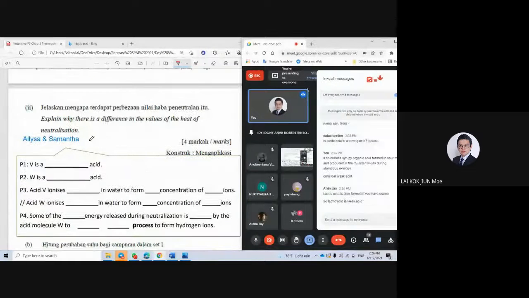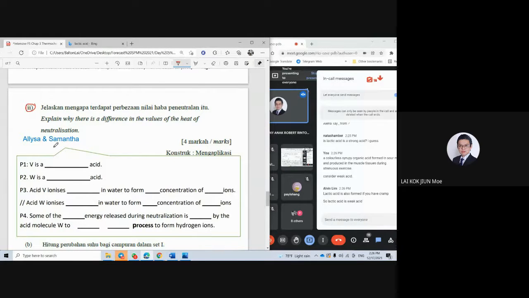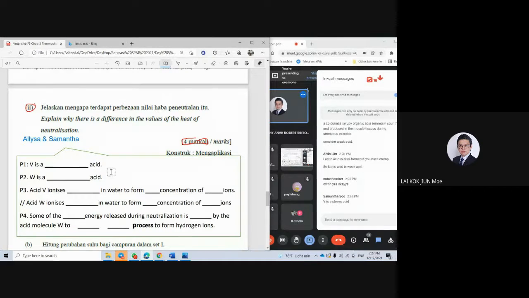Okay, now Alisa and Samantha. Can Samantha continue part B? Yes, Alvin, you are right. Part B, Samantha, V is a strong acid. So you have to give marks. So you got 4 marks here. 4 marks. Try. V is a strong acid, very good.